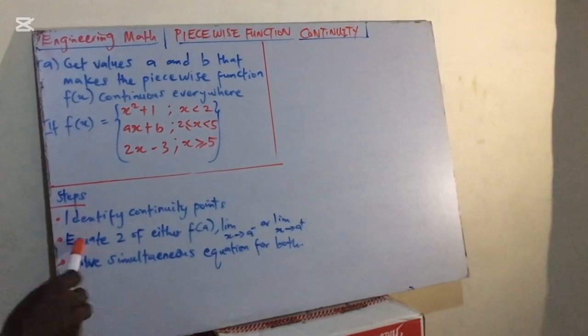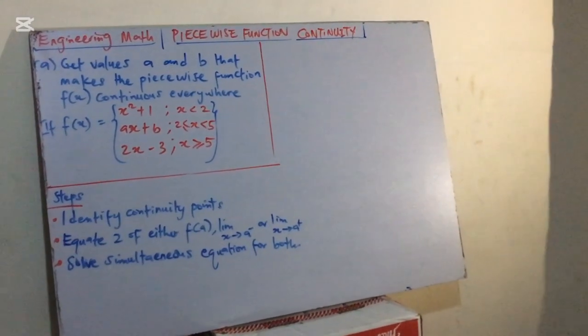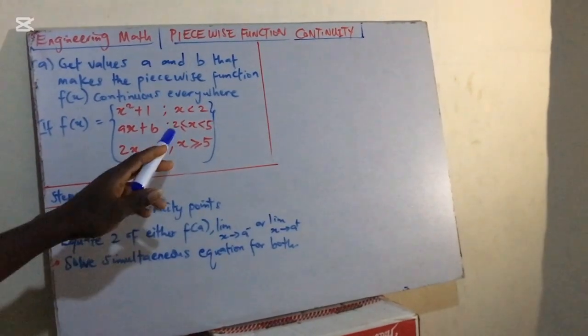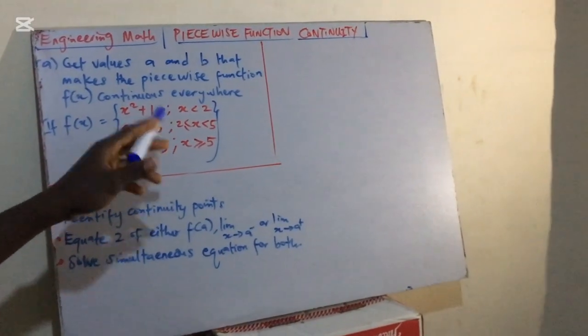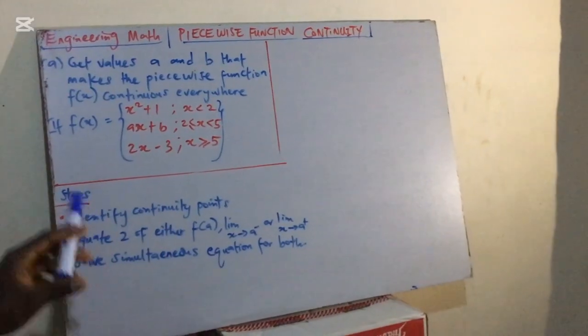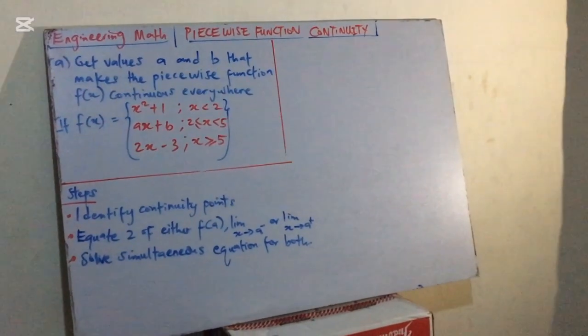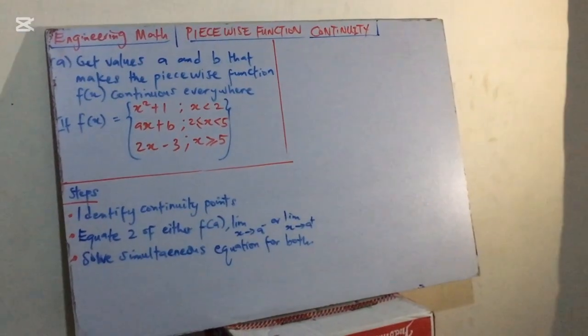The first thing is to identify the continuity points. And what are the continuity points here? We have 2 and 5. Those are what x tends to, the 2 or 5. Now we are going to find continuity for 2 and find continuity for 5, so it will lead us to simultaneous equations.